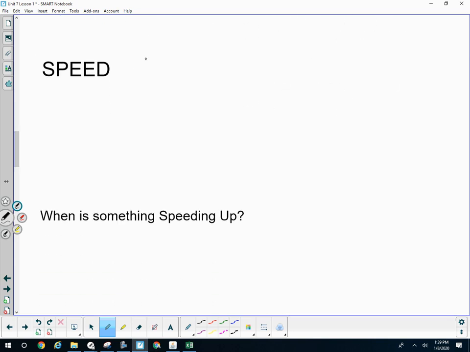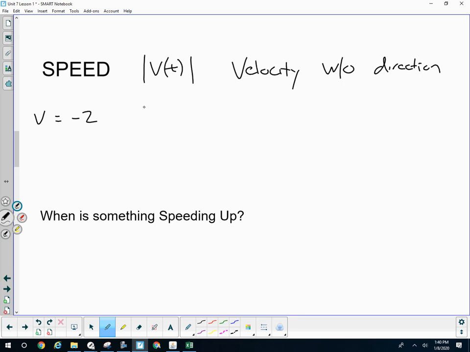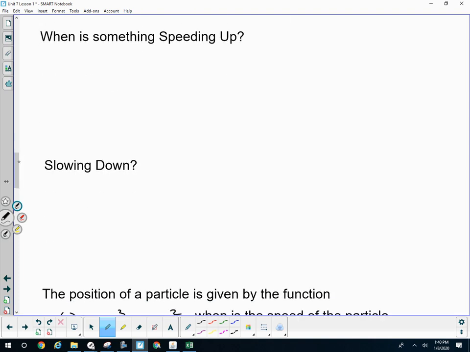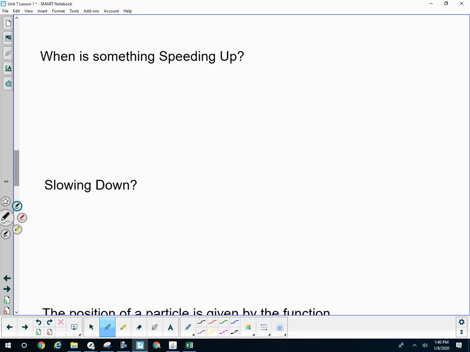All right, speed. We can also talk about speed. Speed is the absolute value of velocity. It's velocity without direction. If your velocity at a specific time is -2, you'd say your speed is +2. Okay? You typically won't be asked questions of when do we have a certain speed, but you typically will be asked, when are you speeding up? When are you slowing down?